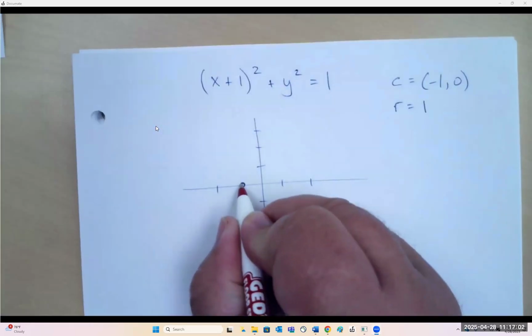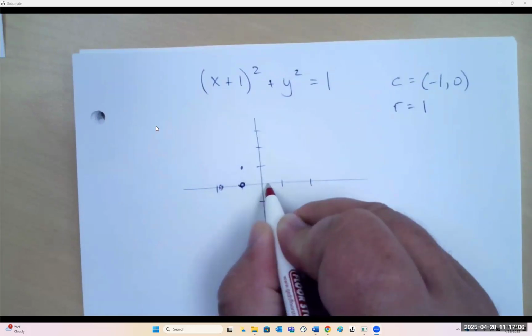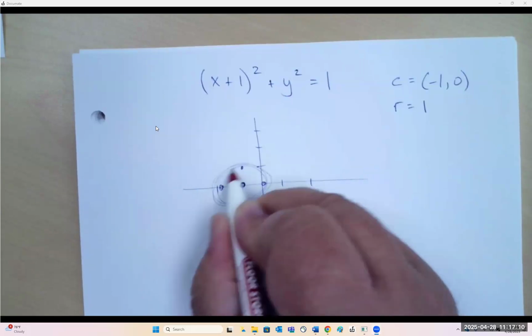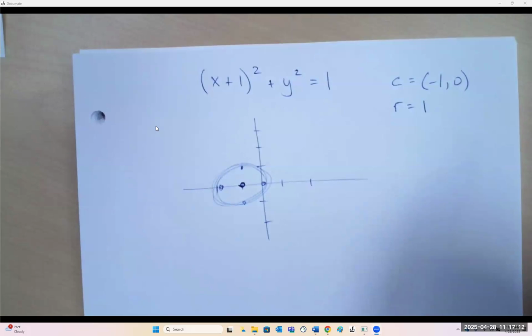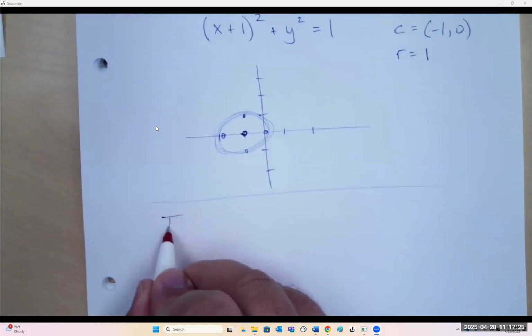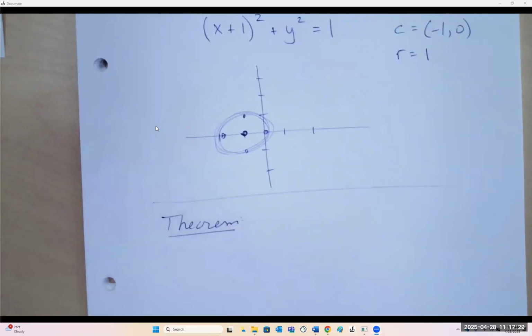Center's at -1, 0. Radius is 1, so up 1, over 1, left 1, down 1, and connect the dots. So far, so easy. Here's a theorem.